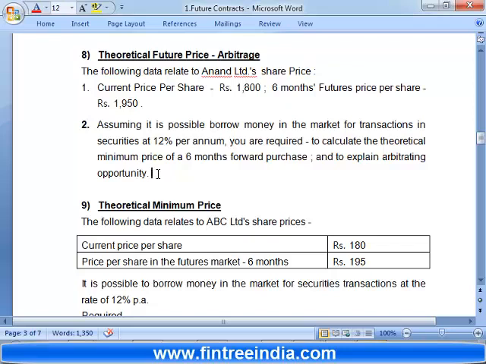Again, the question, there's only one scenario, overvalued. So this question you will solve in two parts. Part number one, calculation of theoretical no arbitrage forward price. And second part would be exploitation of arbitrage. Overvalued. What is the actual no arbitrage forward price?